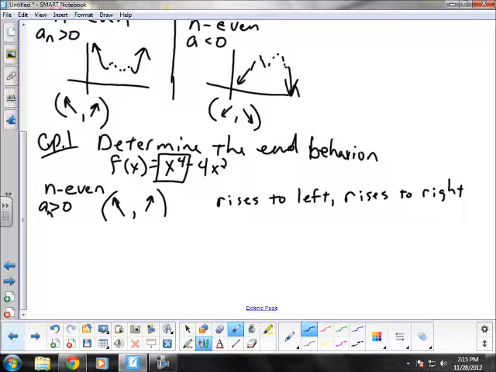I made the arrows for myself to help me, so that when I started writing the words out, I wouldn't get those backwards. Okay.